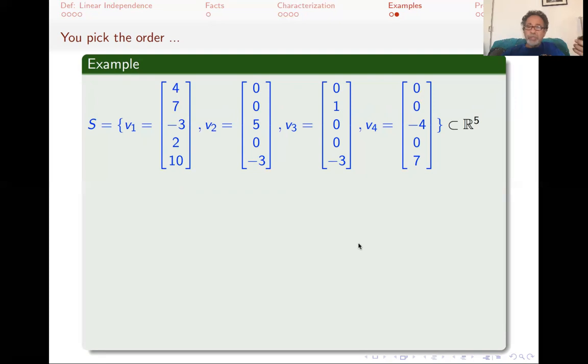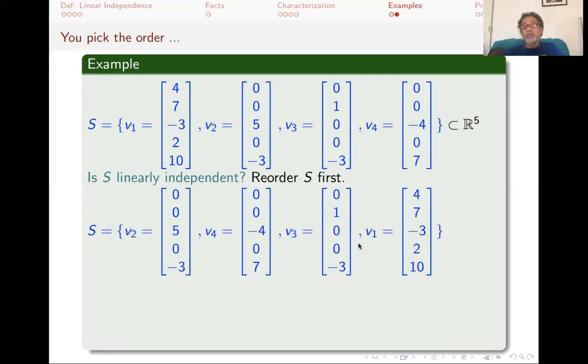But if I'm going to do that, I have to note that I can do that with any order that I like. So I get to choose the order, and sometimes if you change the order, things might be a little bit easier. The question is, is S linearly independent or not? I'm going to reorder S first. I'm going to write V2 first, V4 second, V3 third, and V1 last. Then I'm going to ask my set of questions.